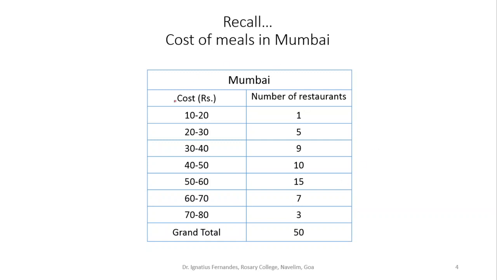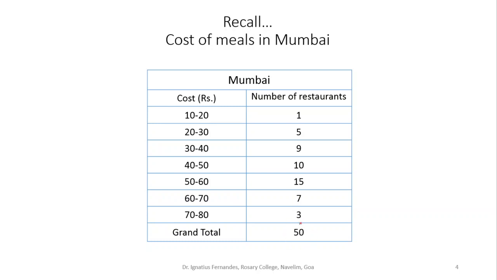Now, this was the data which gives you the cost of meals in 50 restaurants in the city of Mumbai. The variable here is the cost in rupees. So, between rupees 10 to 20, there is one restaurant. That means there is one restaurant which gives you a meal for rupees 10 to 20. There are 5 restaurants which give you a meal for rupees 20 to 30, and so on. There are a total of 50 restaurants.